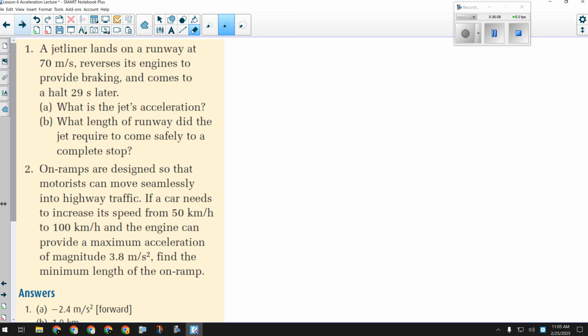Okay, let's have you guys try just number 2 for now, because number 1 you can actually use 2 different formulas for. So don't worry about number 1. Let's just do number 2, okay?